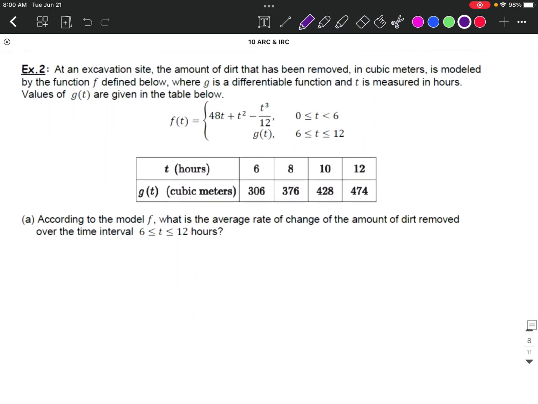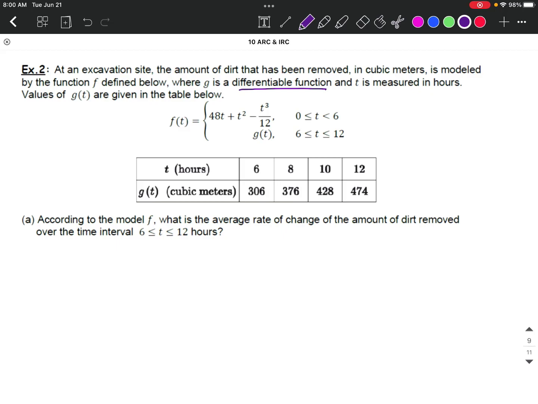Okay, let's look at one that has both an analytic and a numeric component. So here, at an excavation site, the amount of dirt that has been removed in cubic meters is modeled by the function f defined below. G is a differentiable function, and t is measured in hours.